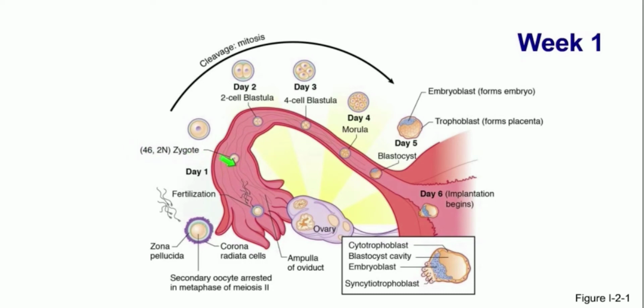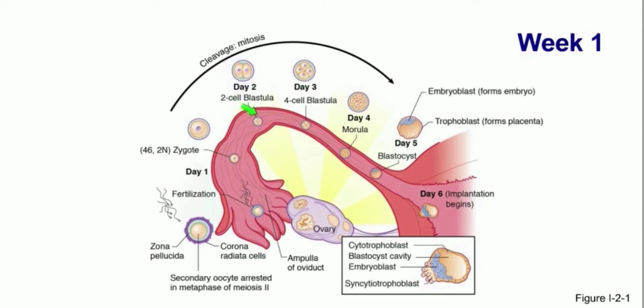That zygote will now start dividing. Now, this is no longer a gamete, so it's not going to divide by meiosis anymore. It's going to be dividing by mitosis. So the zygote will start to divide by mitotic divisions. When it divides by mitosis, it gives rise to two cells, okay, just replicates itself, and that's called a two-cell embryo or two-cell blastula, okay?